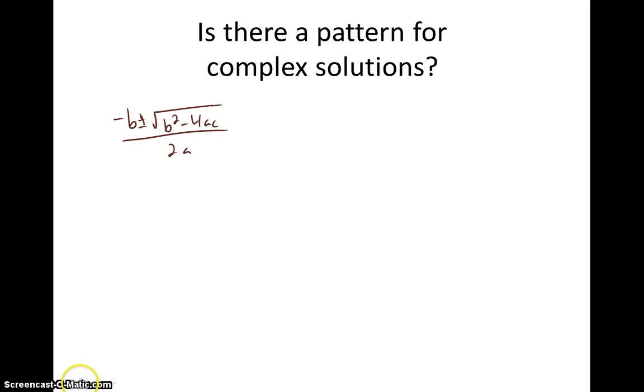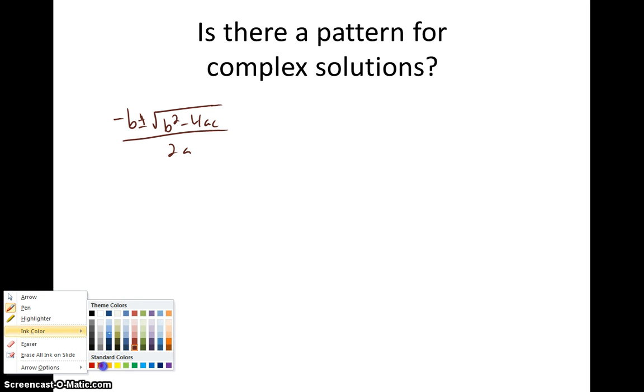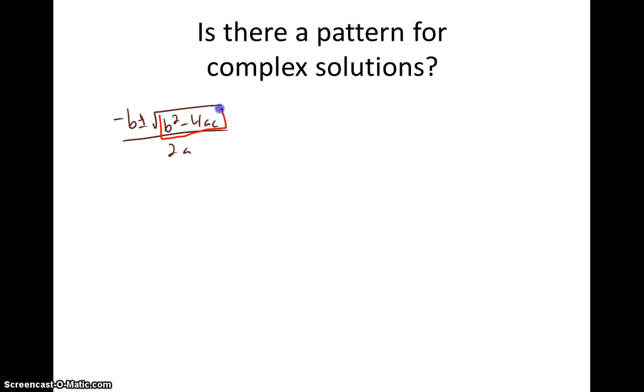So there's an important part in here, so important that I'm going to change my ink color so we can see it. This part right inside of here, b squared minus 4ac, there's a special word for that. It starts with a d. It's called the discriminant. b squared minus 4ac. It's called the discriminant because it determines or discriminates between different solutions. So if b squared minus 4ac is a negative number, if it's less than 0, then we're going to have imaginary or complex solutions.